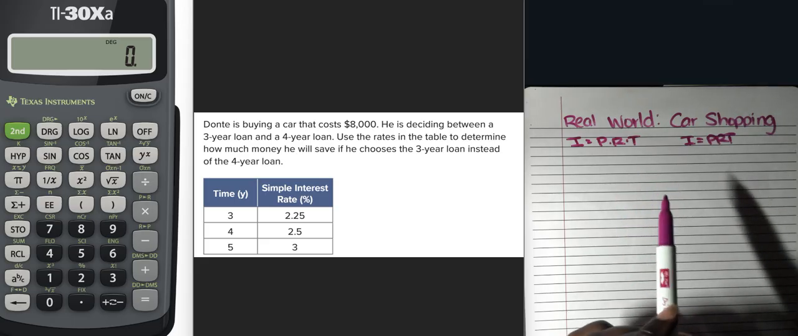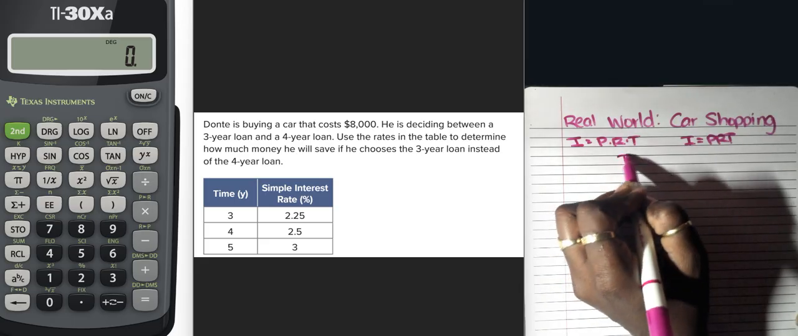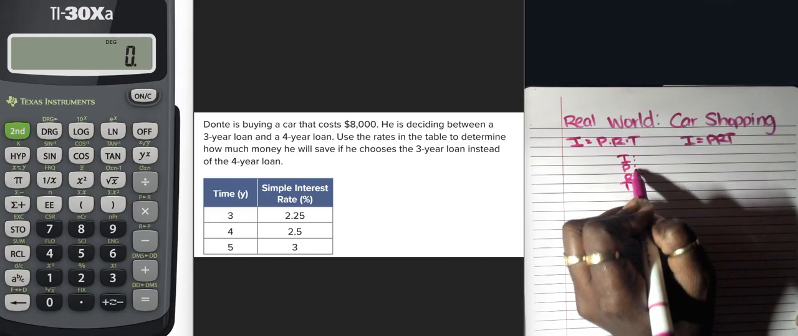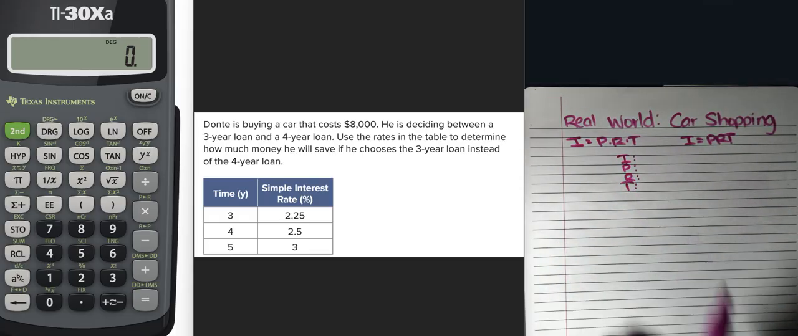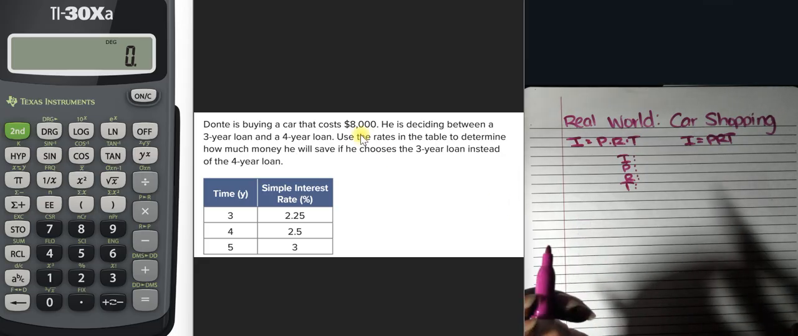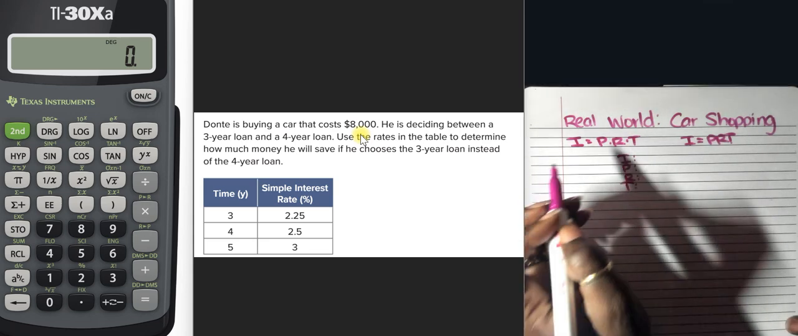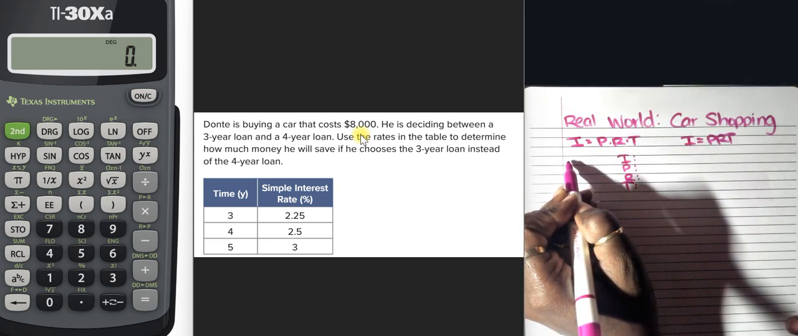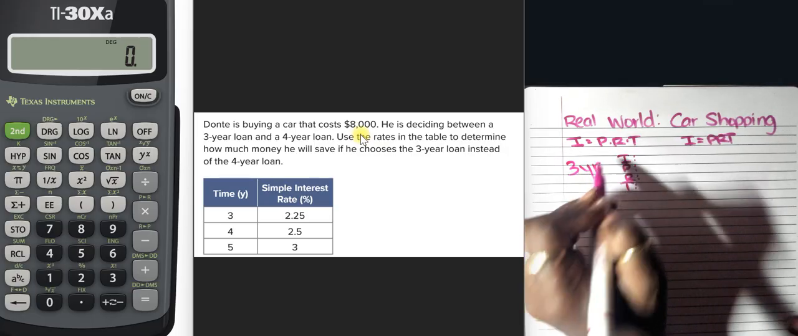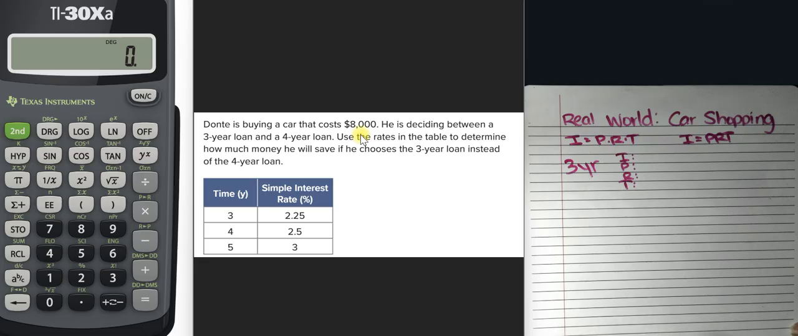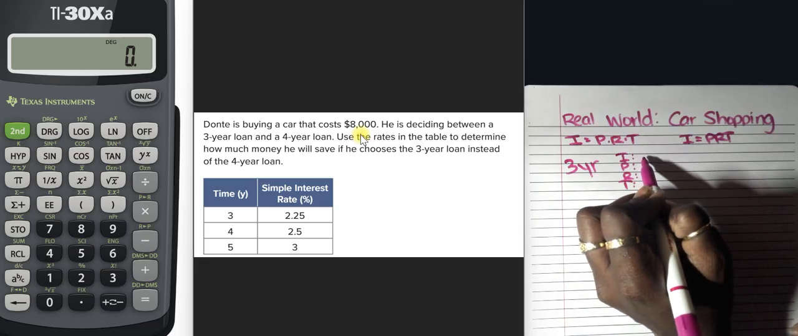All right. So now we have the I, our P, our R, and our T. Let's see if we have any of that information to fill in from the story. The car cost $8,000. And because we are looking at multiple scenarios, why don't we number these? So this will be in regards to our 3-year loan. So we're going to see what happens with the 3-year, and then we'll do the same thing for the 4. All right. So the interest for the 3-year, we don't know. That's what we need to solve for.